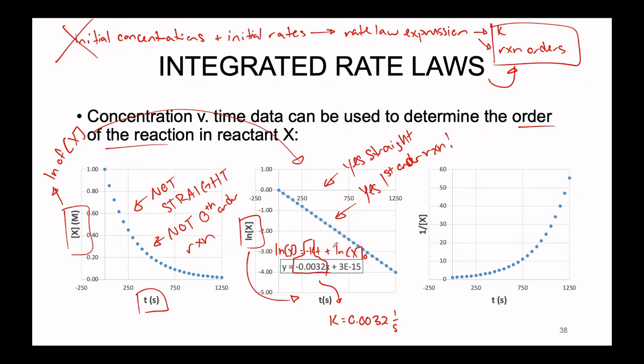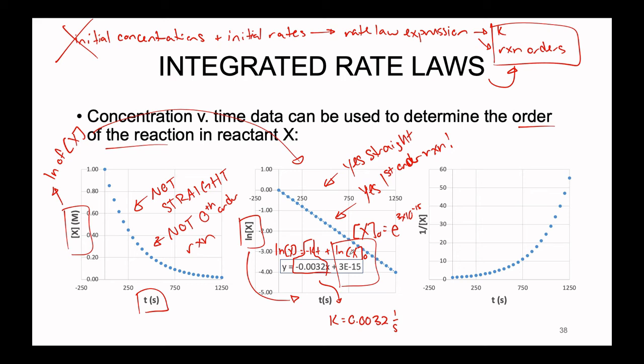In addition, we can see that our y-intercept here signifies the natural log of our initial concentration. So if we want to actually find the initial concentration explicitly, like let's say we didn't even know exactly what that value was equal to, the initial concentration of X is going to be equal to base e raised to the 3 times 10 to the negative 15 value that is present here.